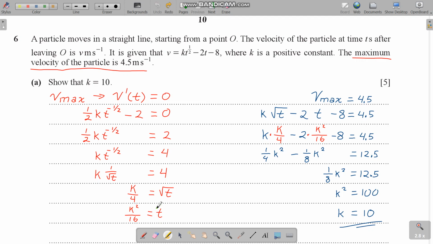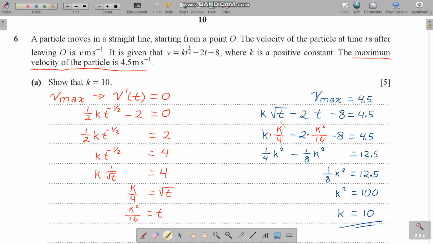Now, since the maximum velocity is 4.5, we can plug in this t because this is the time when the velocity is maximum. So velocity maximum 4.5 happens when the time is, we can replace the time with this. So for the square root of t, we use k over 4. For the t, we use k squared over 16. We have an equation in k here.